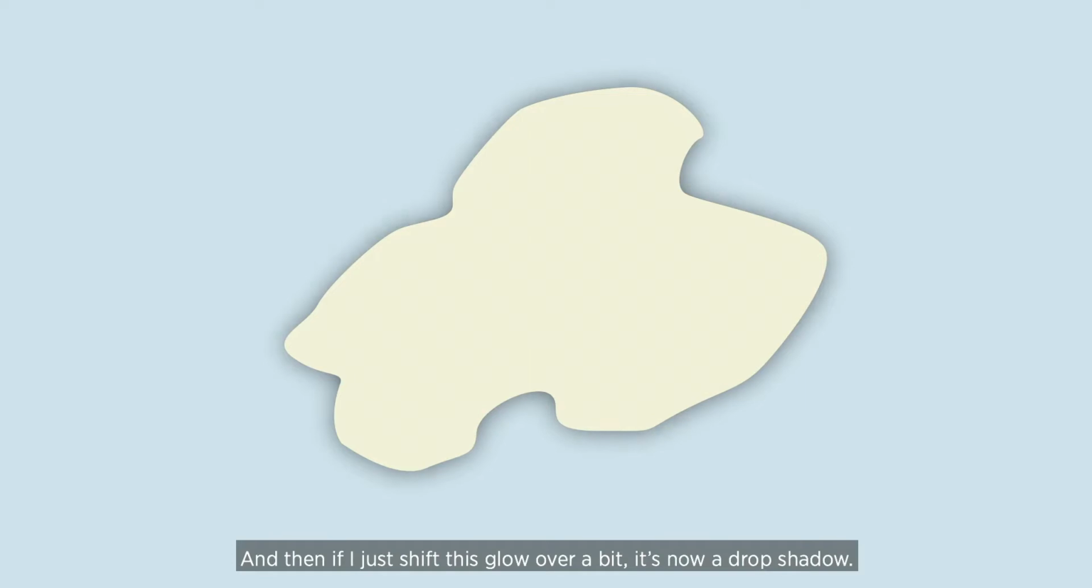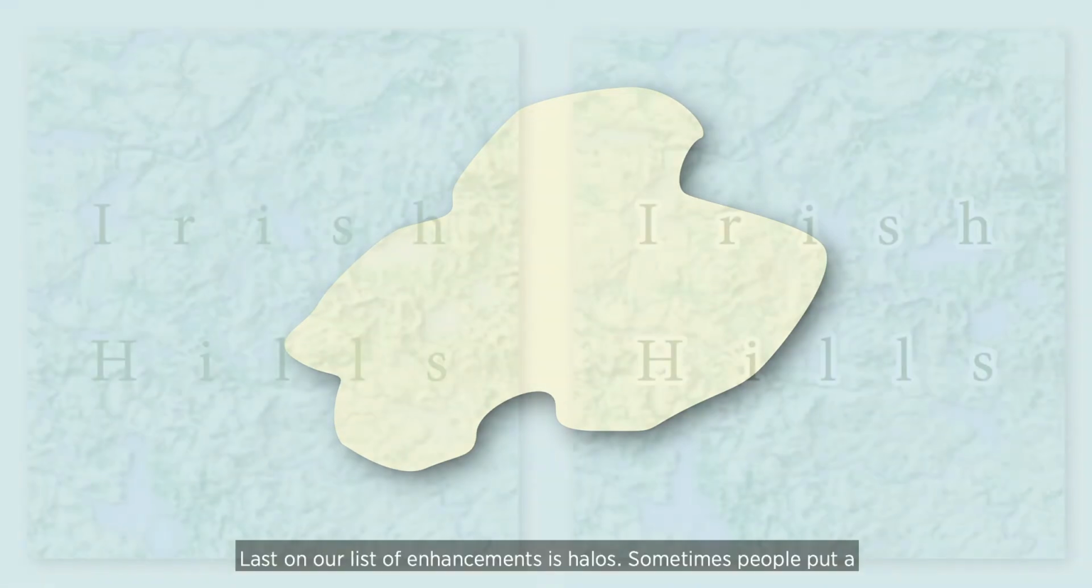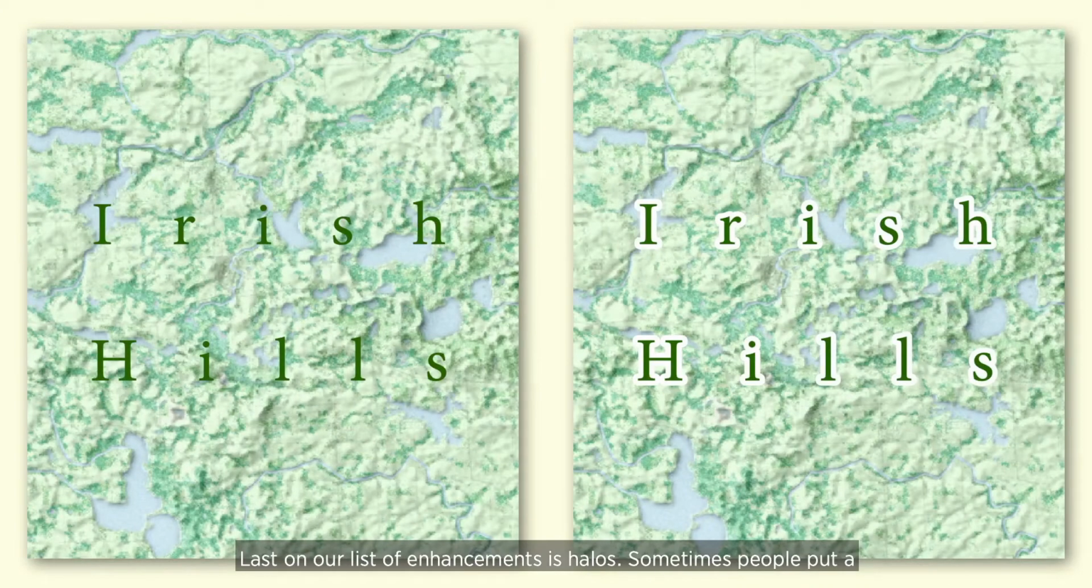And then if I just shift this glow over a bit, it's now a drop shadow. It works the same way to enhance contrast, but the fact that it's off-center also tricks our brains into perceiving a little 3D effect, but that's a phenomenon to talk about another day. Last on our list of enhancements is halos.